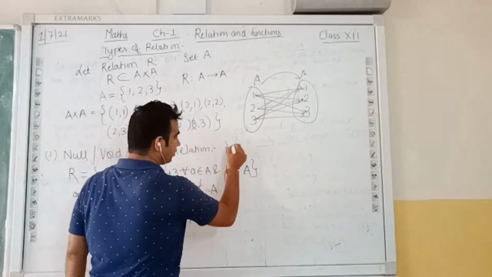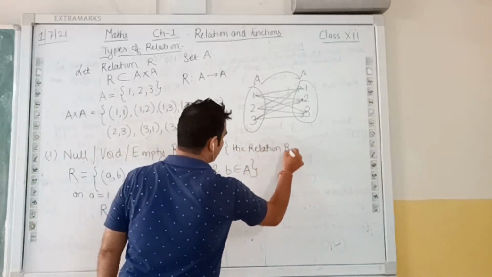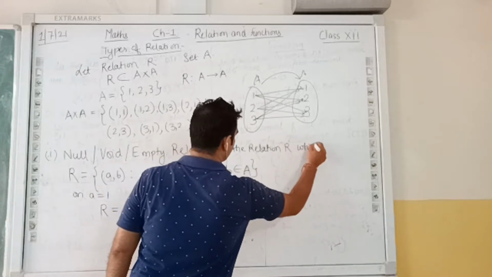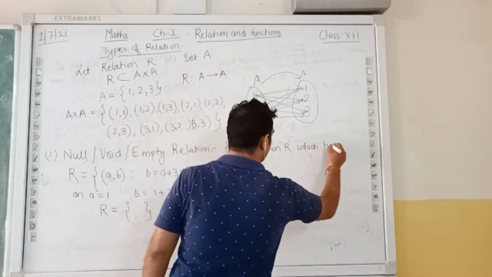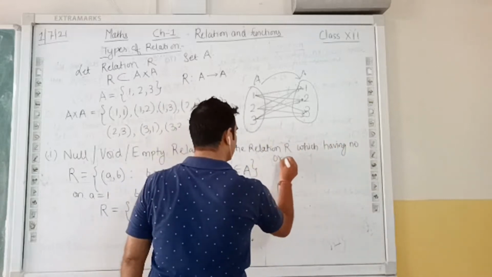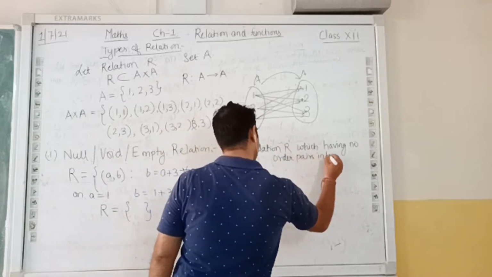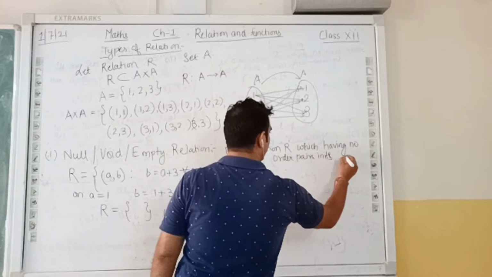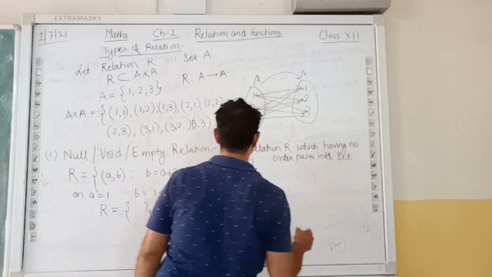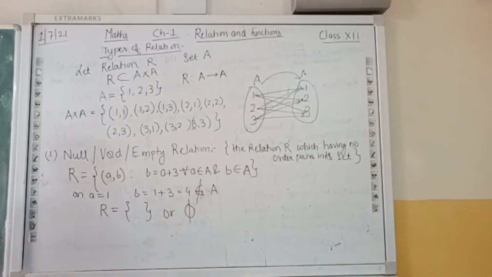We can write here the relation R which is having no ordered pair is the empty set. So we can say this is the empty, void or null relation. Okay, so take a screenshot, then we will go to the second relation.